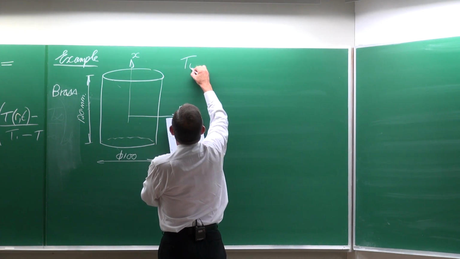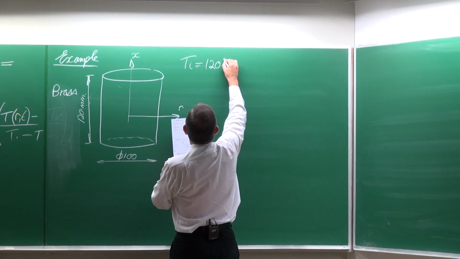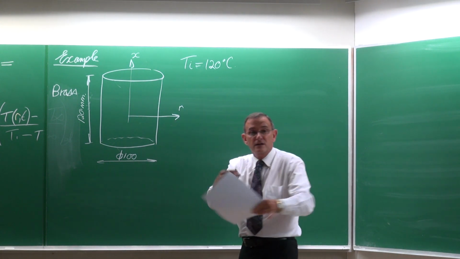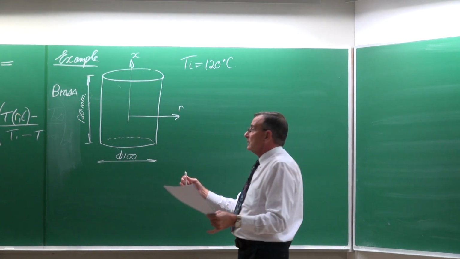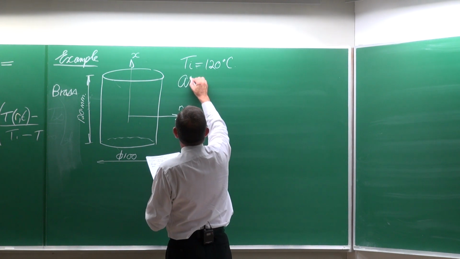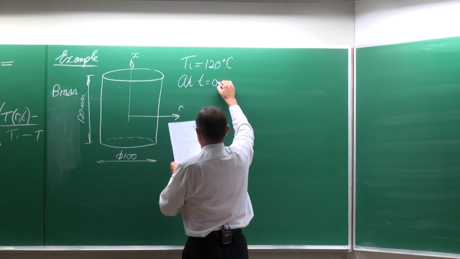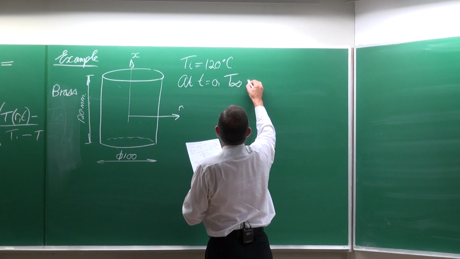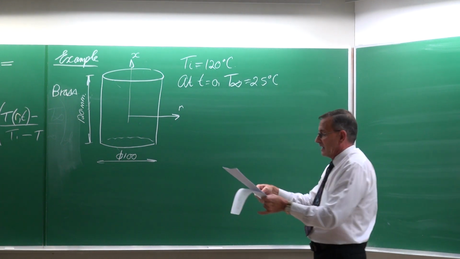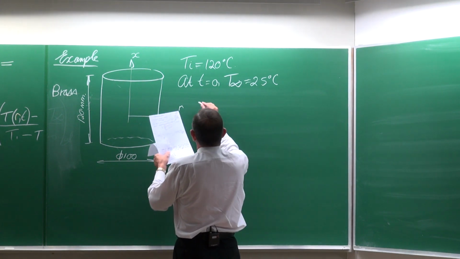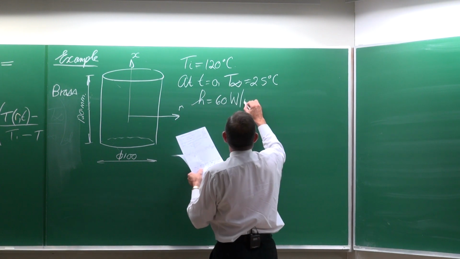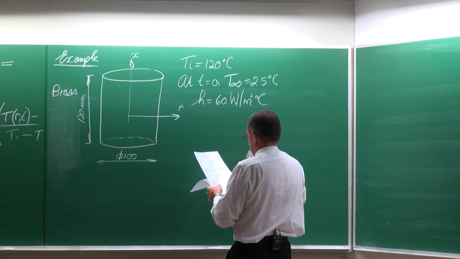The temperature of this cylinder was 120 degrees Celsius, and so it was in an oven. Maybe you're busy with a material treatment or a surface treatment, and then at T equal to 0, the environment temperature changes to 25, so it is taken out of the oven and it is being put somewhere so that it can cool, and the heat transfer coefficient is 60 watts per square meter degree Celsius.